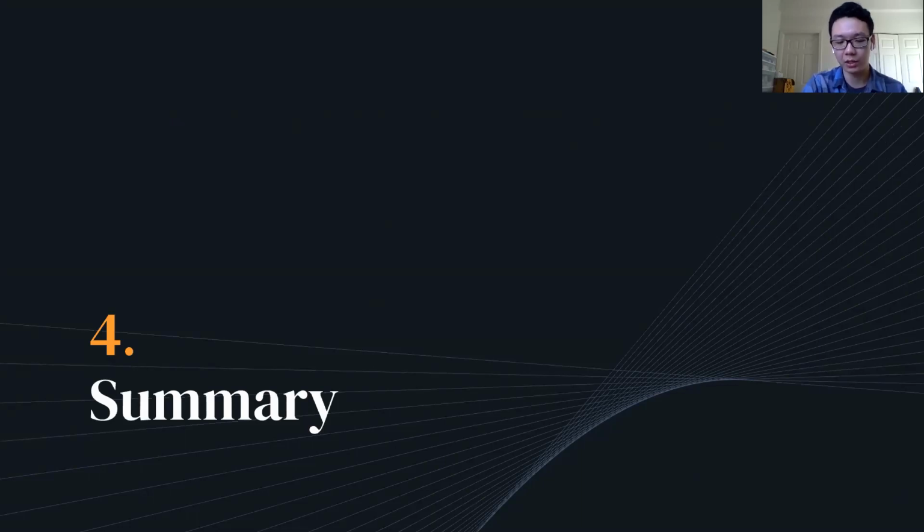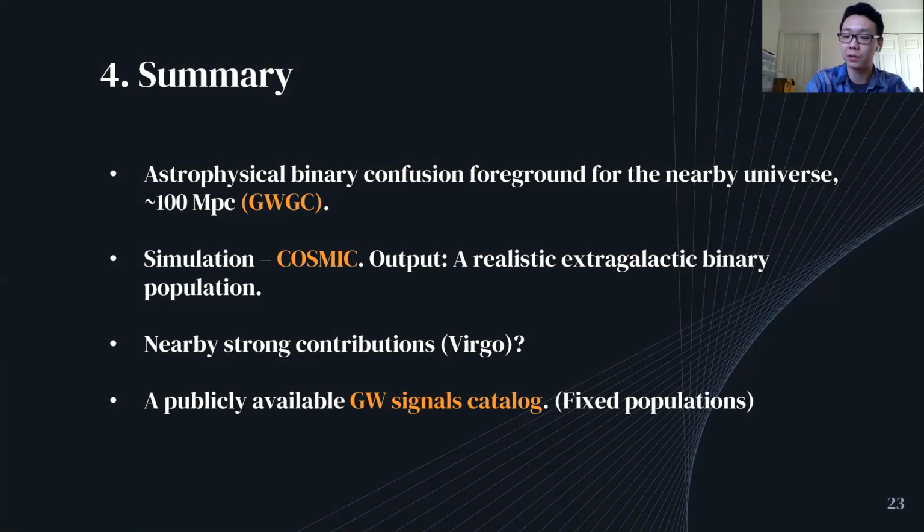And to summarize, we are trying to simulate an astrophysical binary confusion foreground of the nearby universe to 100 megaparsec, guided by the optical galaxy catalogue, GWGC. And we introduced this amazing simulation software, COSMIC, which can generate a realistic extragalactic binary population. Once we have the simulation result, we will be able to better understand the confusion foreground and hopefully answer questions like, is there any nearby strong gravitational wave signal contribution? Does the binary population from outside the Milky Way, like the Virgo cluster, provide gravitational wave signals strong enough to be detected and distinguished by LISA?